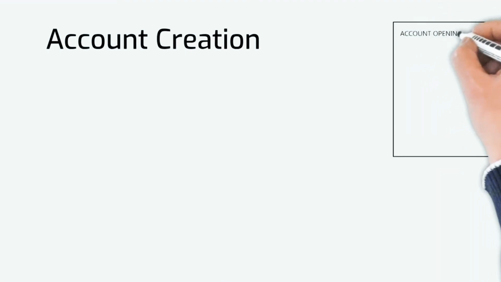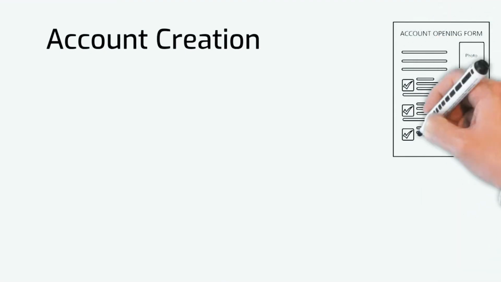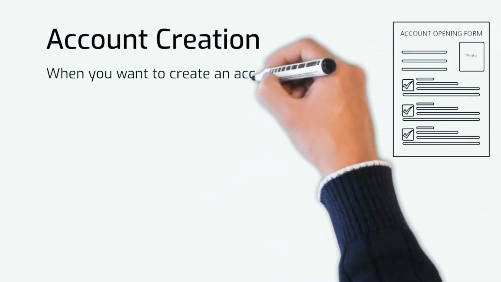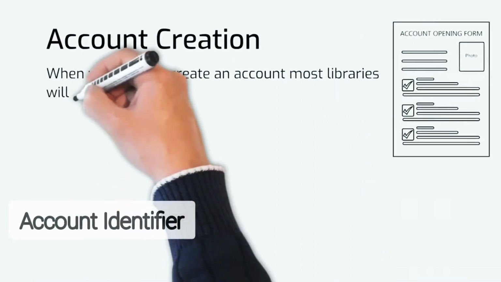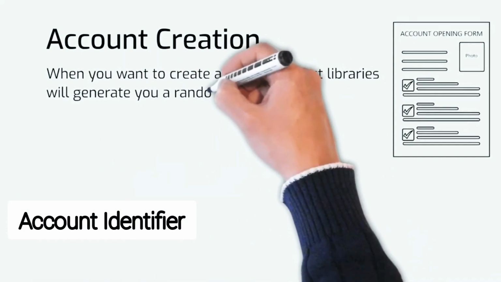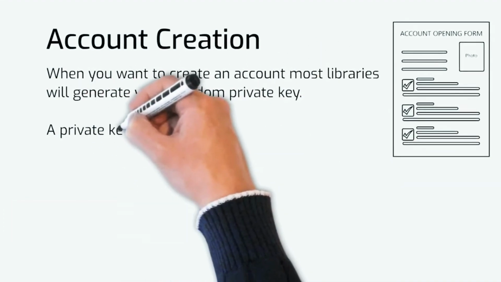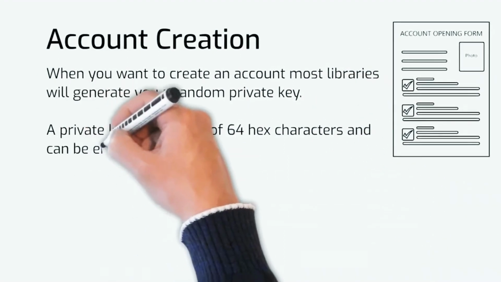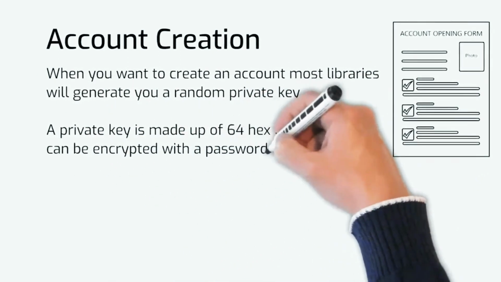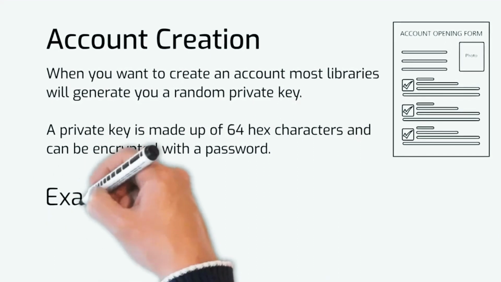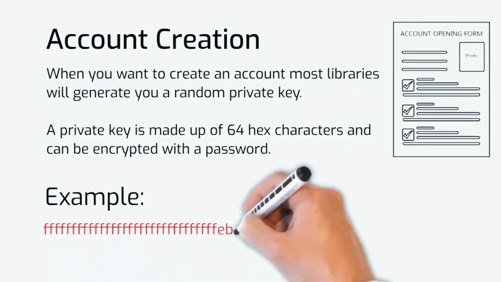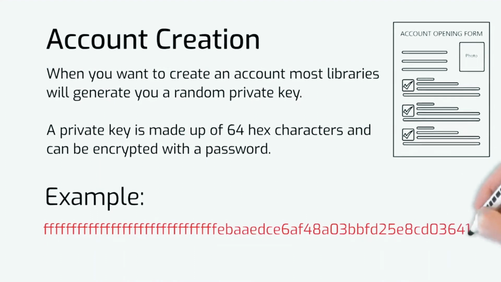To create an account, there have to be certain principles, right? There are certain steps that need to be followed. Whenever you want to create an account, most libraries will generate a random private key for you. A random private key means a private key which is 64 hexadecimal characters and which can be encrypted with a password. Now, for example, you can see a private key like this, right? It is nothing but 64 hex characters long, which is encrypted.